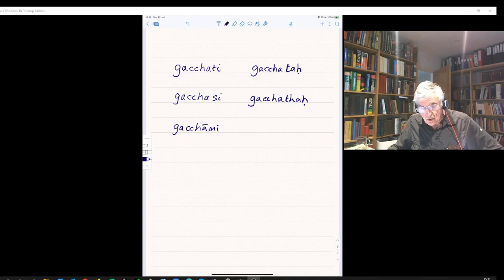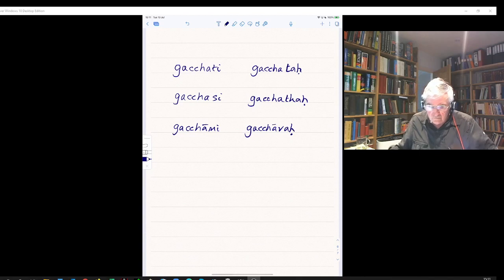And the dual, we two, the both of us go, is gachavaha. Notice, and we'll see this also in the plural, that just as you have the short ati, asi, and ata for he, she, it, and you, in the first person, that's the I and we, that a is lengthened.